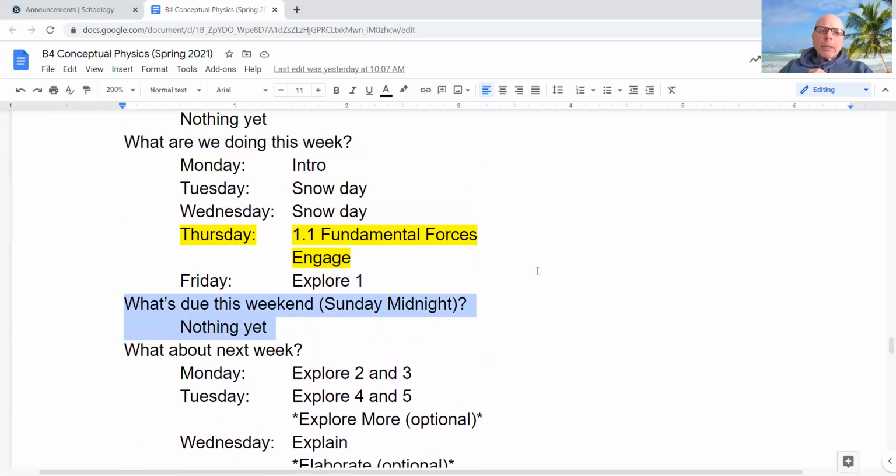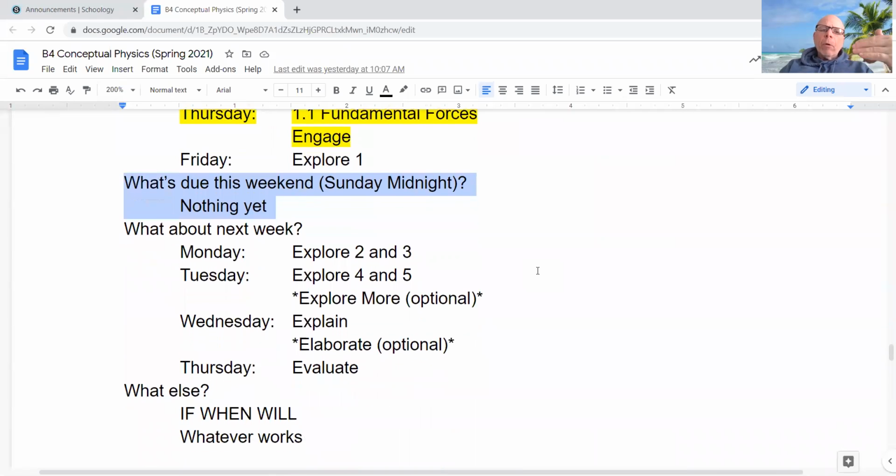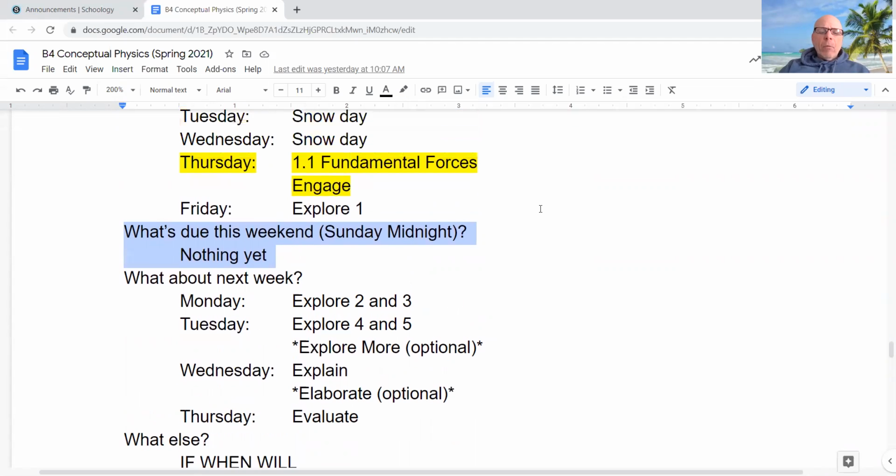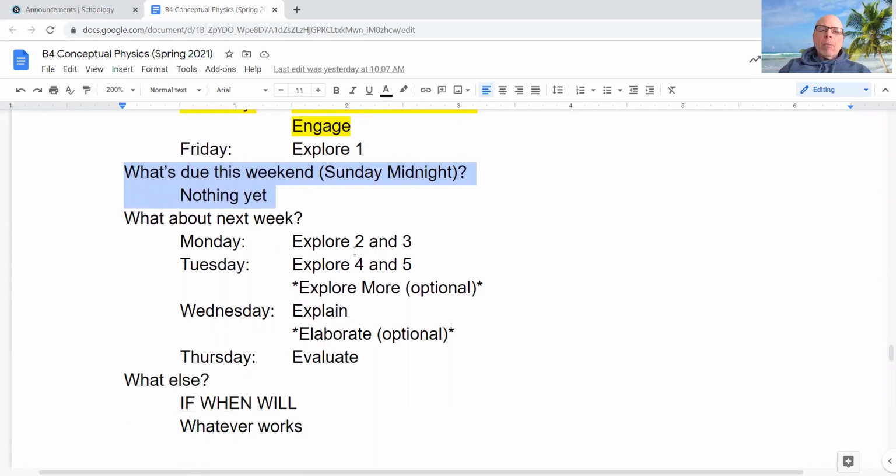Now, what about next week? If this week got sort of turned upside down, well, what about next week? Next week I had to shift everything. All of this work for next week is actually what I had planned for this week. We're going to continue after today and tomorrow when you do engage and explore one. Then you come back next week and we're going to do explore 2 and 3, 2 more little pieces, explore 4 and 5, 2 more little pieces. And there actually is an explore more. It's literally called explore more, but I'm considering that optional.